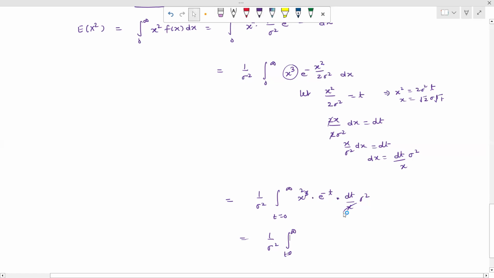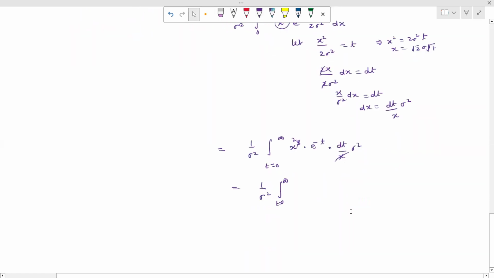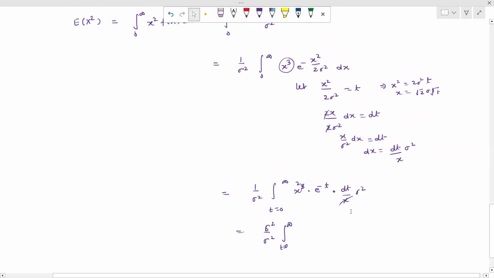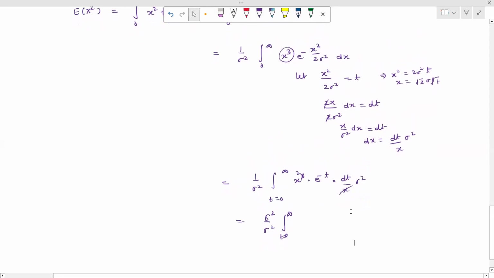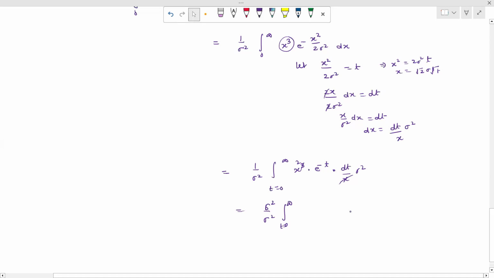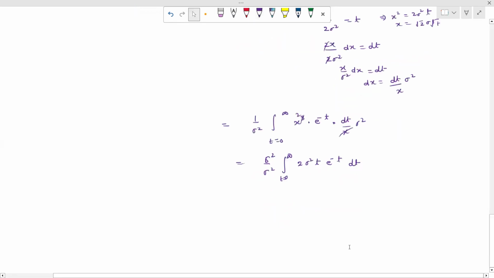Now we put the value of x square. So what is the value of x square? This sigma square we also take as common in the numerator also. So now the value of x square is 2 sigma square into t e raised to the power minus t into dt. Now we solve this integration.